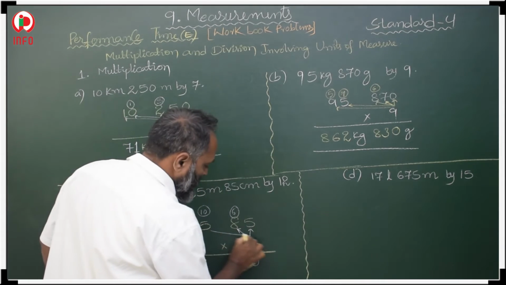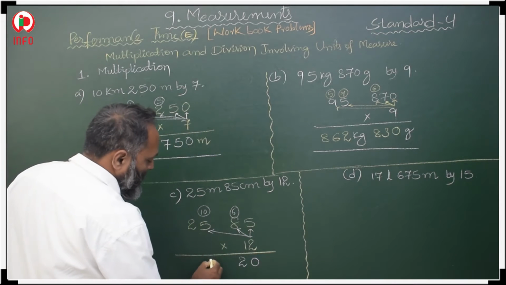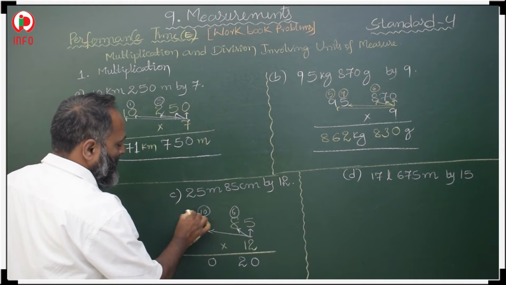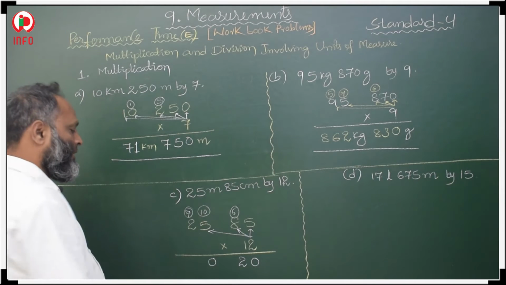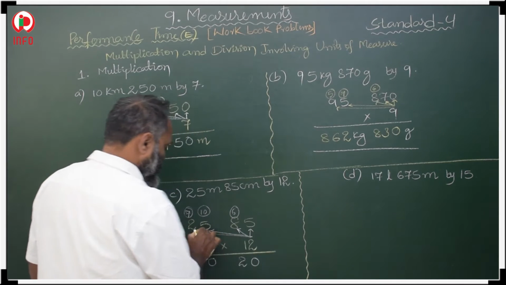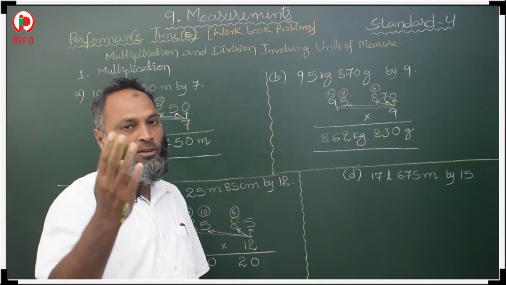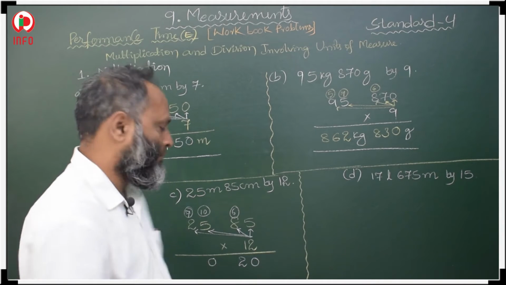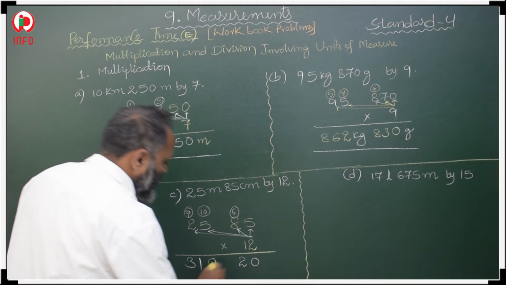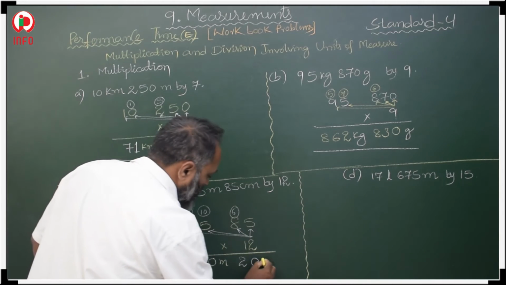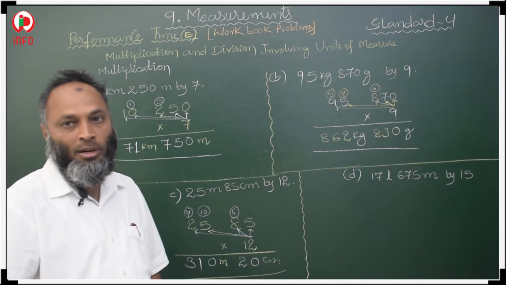Then 12 5s are 60, 60 plus 10 is 70, 70 means 0 in ones place and 7 we should take carry over on tens place of a meter. Now 12 2s are 24, 24 plus 7: 25, 26, 27, 28, 29, 30, 31. So 310 meters 20 centimeters. This is the product. Okay.